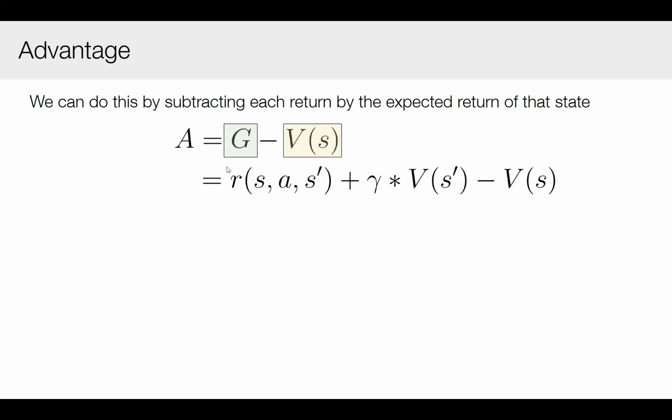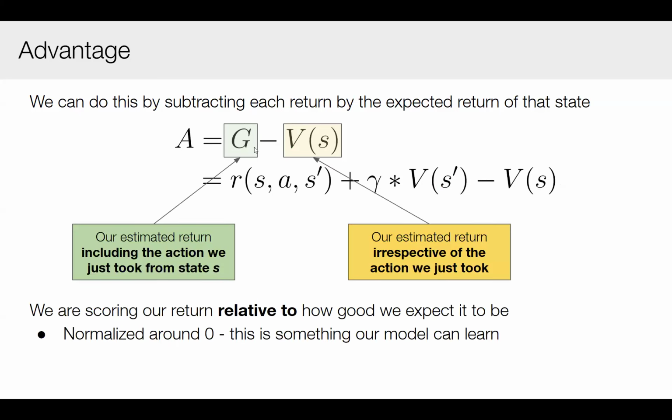So we have G, which is for all intents and purposes the return we're getting. We're estimating this using our TD rule, right? Which is a smoother way than to actually get the actual return, as I talked about in the last lecture. And we're subtracting this by the expected return of that state. So just to clear this up again, G, right? This reward plus gamma of V of S prime, that is our estimated return factoring in that we just took this action, right? Whereas V of S is going to be our estimated return irrespective of the action we just took. Does that make sense?